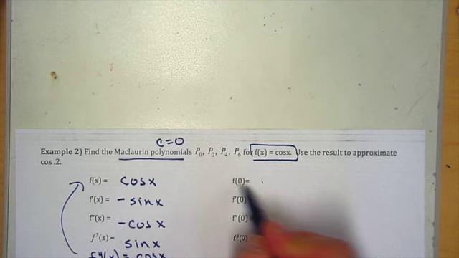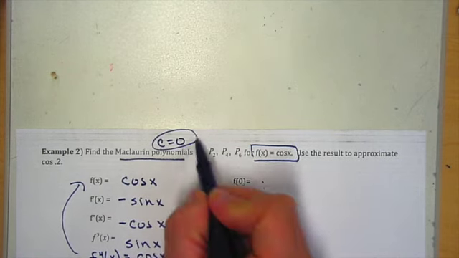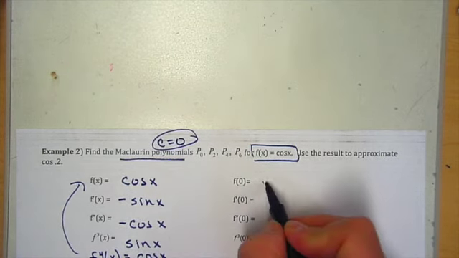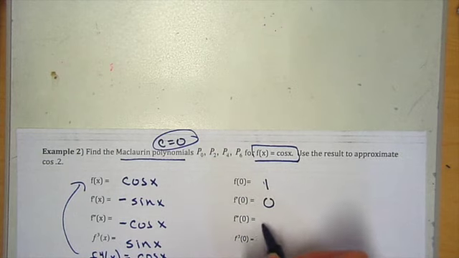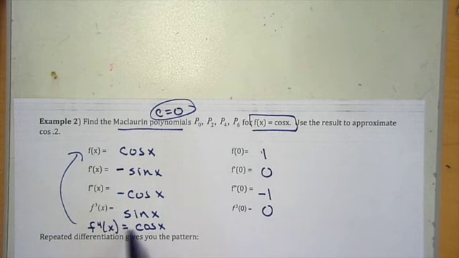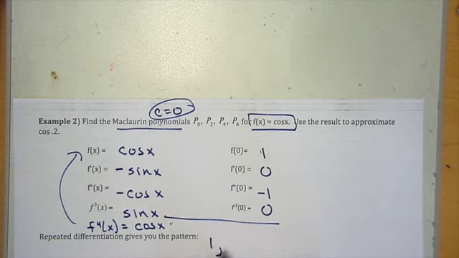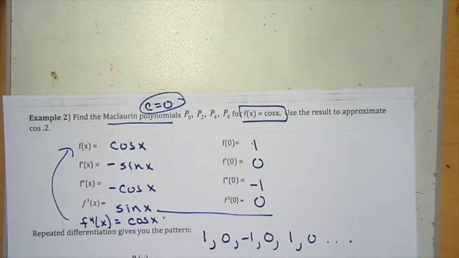So at x equals 0, which is my center, if I plug in 0, this is going to give me 1, 0, negative 1, 0. And I just mentioned, after this one, it's just going to repeat itself, so the pattern would look like this: 1, 0, negative 1, 0. The next one would get you to 1, 0, etc. And you can repeat the pattern over and over again.